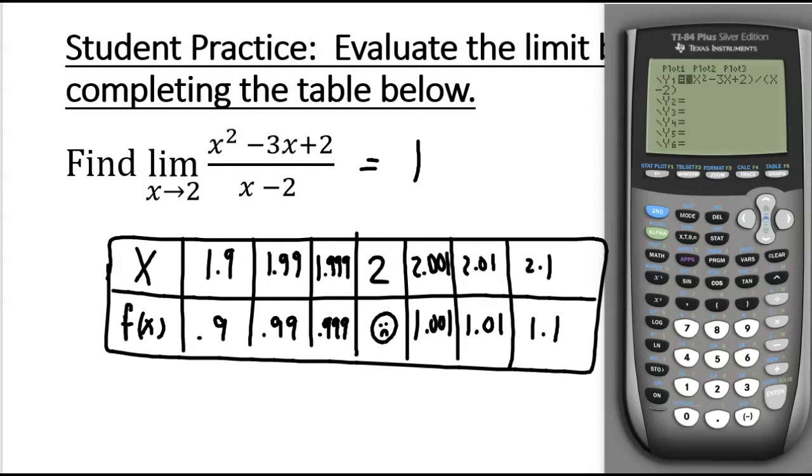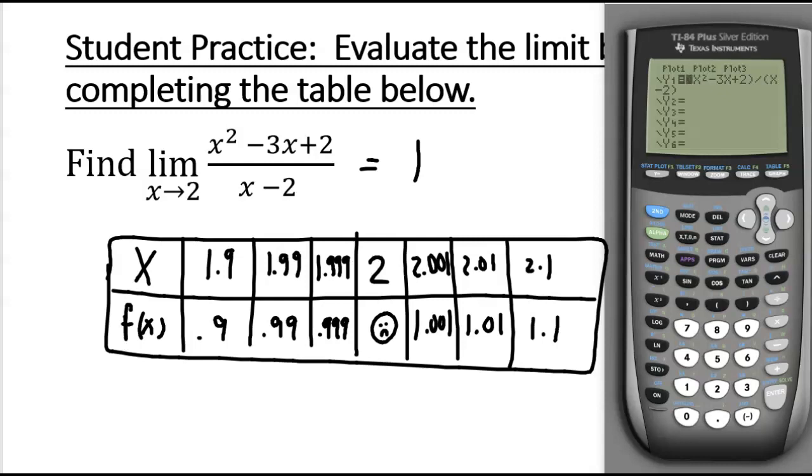The x values are what you see there in the top row, left side. We got those x values by subtracting 0.001, 0.01, and 0.1 from 2. And then on the right side, we added those same values to 2. And then we plugged them in using our calculator, and we get these values here.